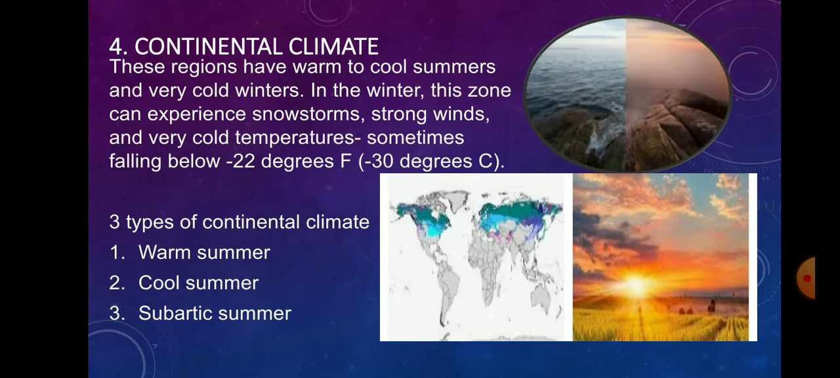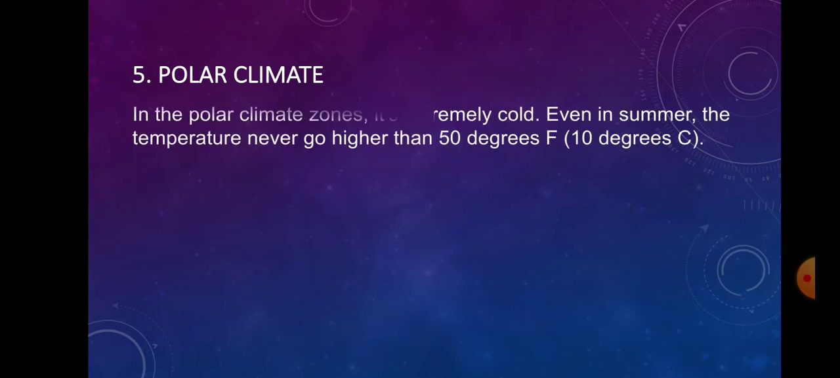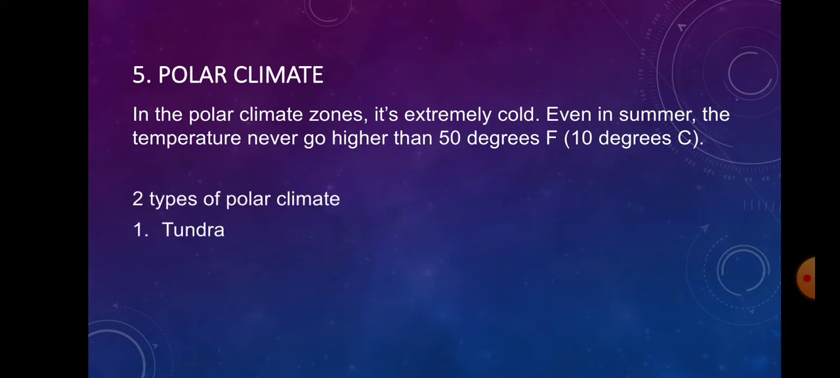Let's proceed to number 5, the last one, polar climate. In the polar climate zone, it is extremely cold. Even in summer, the temperature never goes higher than 50 degrees. We have two types of polar climate. The first one is tundra, where the summers are short but plants and animals are plentiful. Number 2, ice cap. Few organisms survive in the ice cap climates of the Arctic and Antarctic.